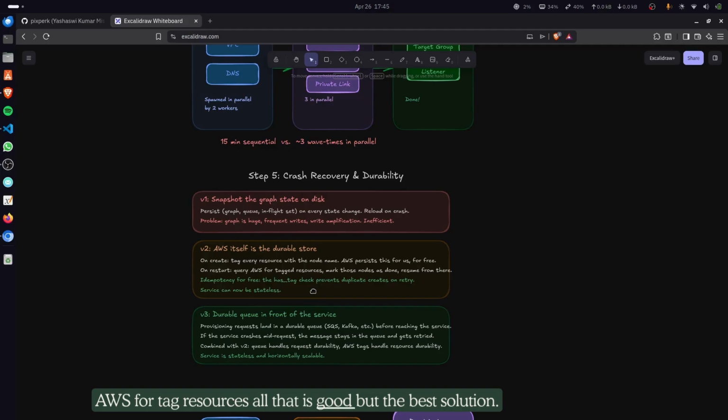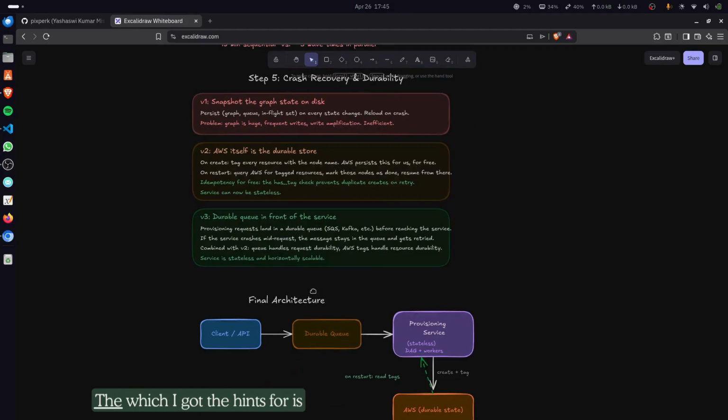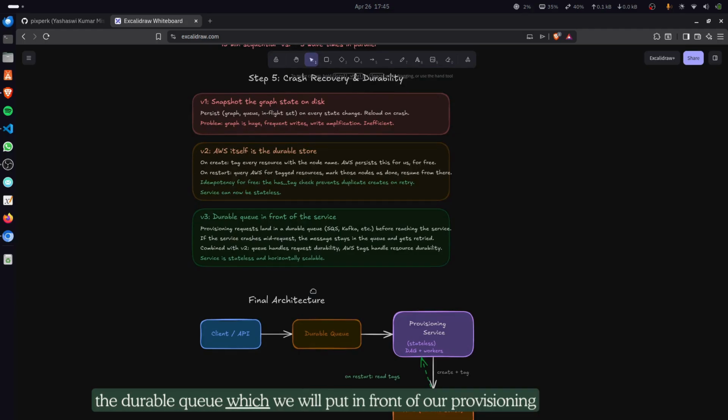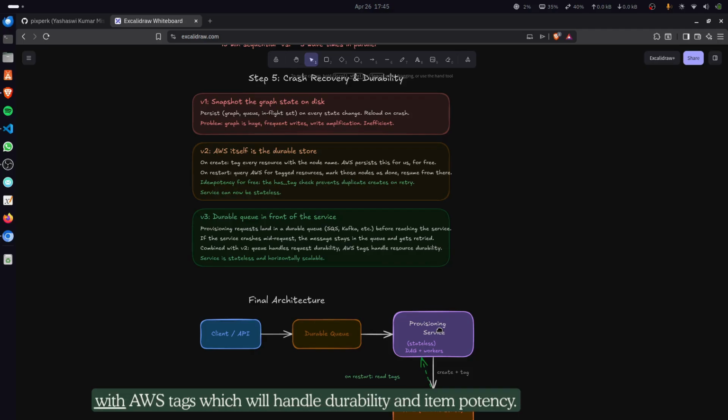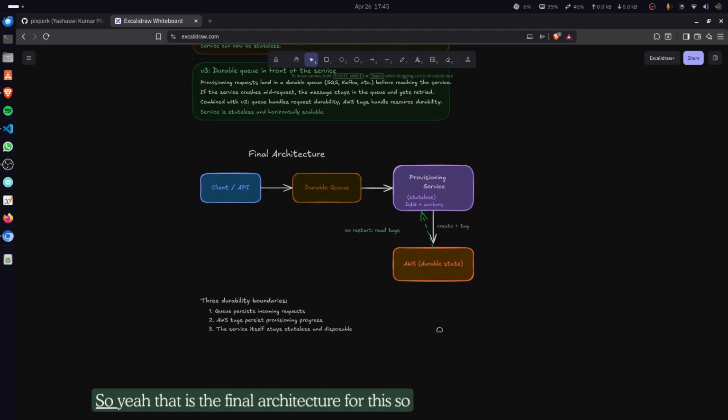All that is good, but the best solution, which I got hints for, is the durable queue, which we will put in front of our provisioning service, that is our DAG. A good message queue, combined with AWS tags, will handle durability and idempotency. So that is the final architecture for this. We'll have 3 durability boundaries: queues and AWS, and our service will be stateless.